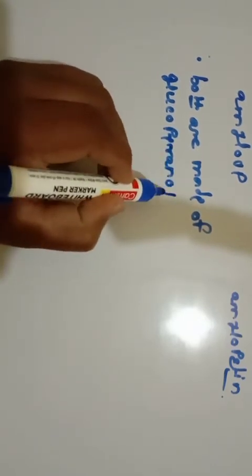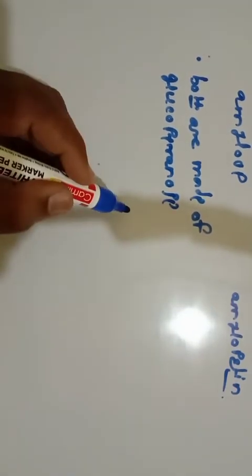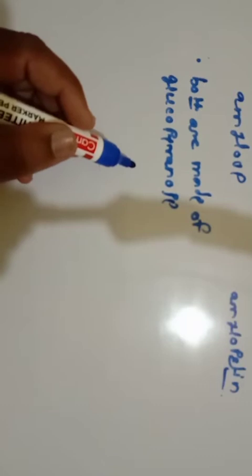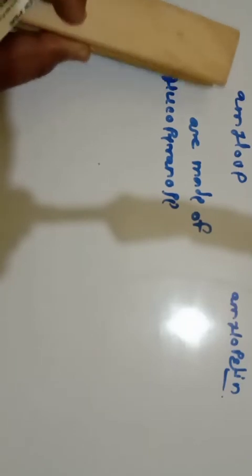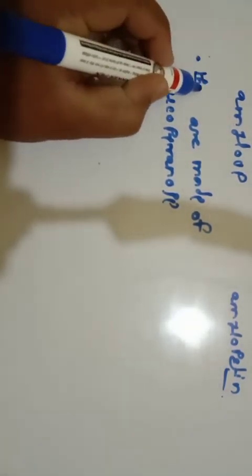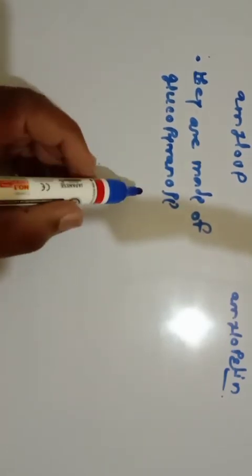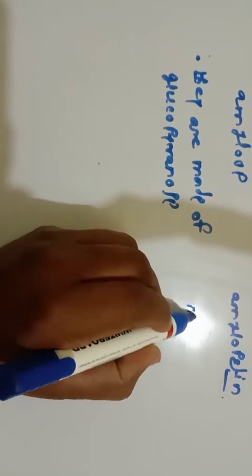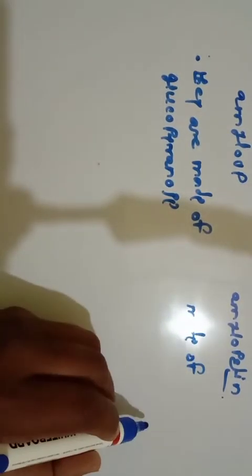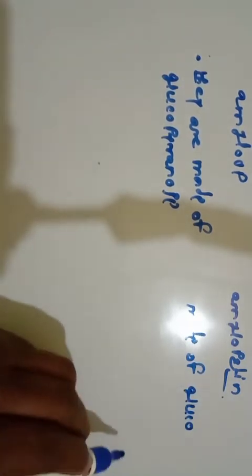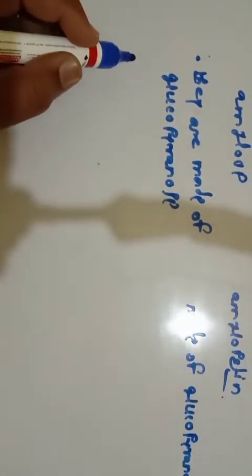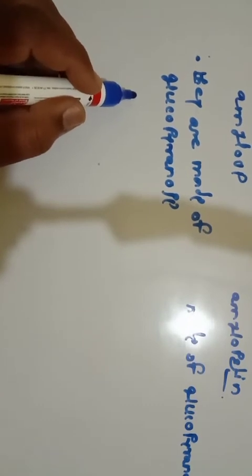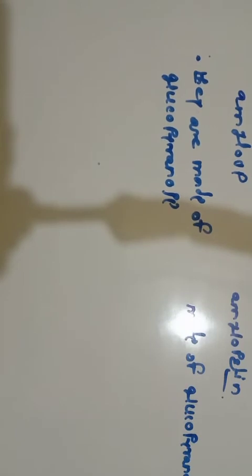So we are very much familiar with this glucopyranose and furanose structure. Pyranose means 6-membered and furanose means 5-membered. So both are made from glucopyranose. Means the monosaccharide is your glucose, and it is a 6-membered cyclic structure in hemiacetal form.